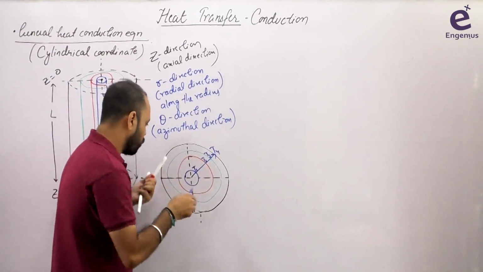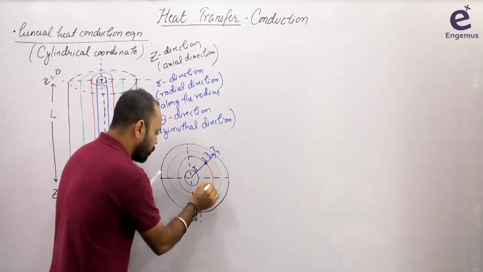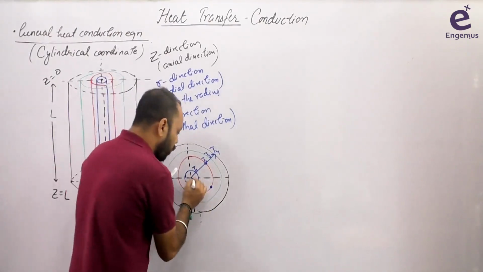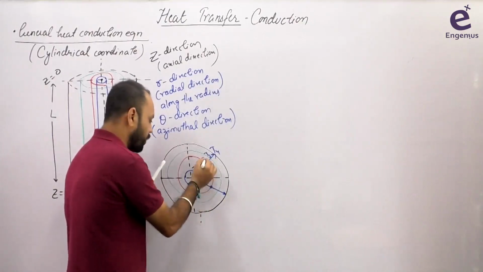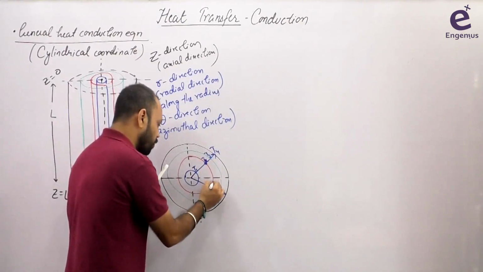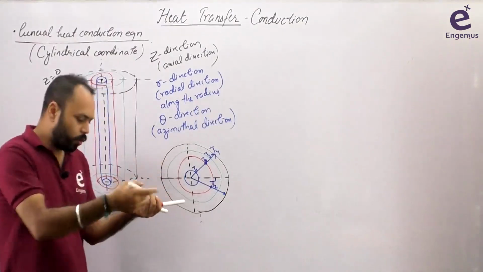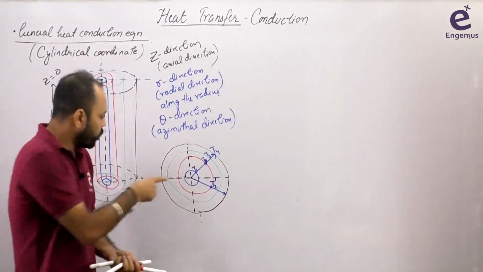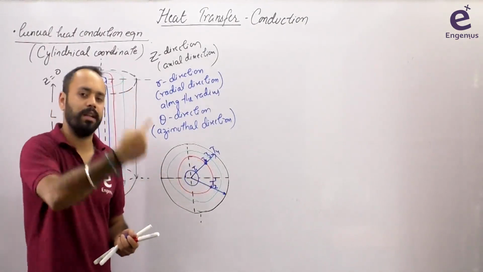It means the temperature at this location and the temperature at the same radius at this location, are they different? If they are different, this direction is called the theta direction. Is this T2? This is also T2. Suppose this is T2 and this, let me give it a name, T2 dash. If T2 is equal to T2 dash, it means heat transfer won't take place in the theta direction. If T2 and T2 dash are not equal, it means heat transfer will take place in the theta direction.